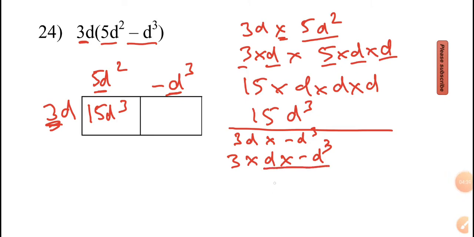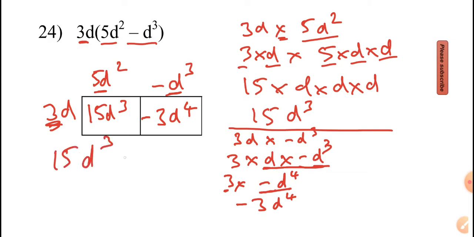So this bit here, because we're doing d times minus d cube, if you think about it, we're doing a positive number multiplying by a negative number, so the answer will be negative. So we'll have minus d to the power of 4, and it's going to be 3 times minus d to the power of 4. Now if you think about it again, we're doing a positive number times a negative term here, so it's going to be a negative answer, so it's going to be negative 3d to the power 4, which you copy here. So the final answer will be 15d cubed minus 3d to the power 4.